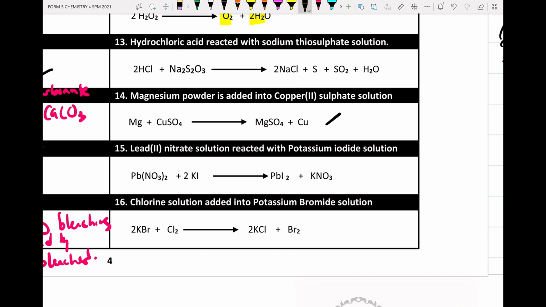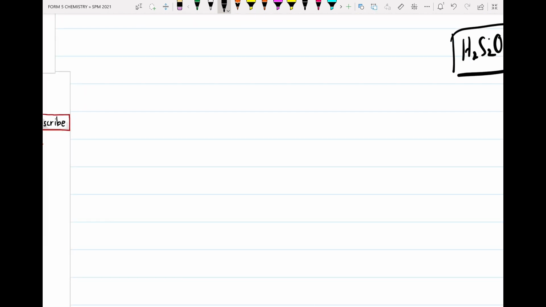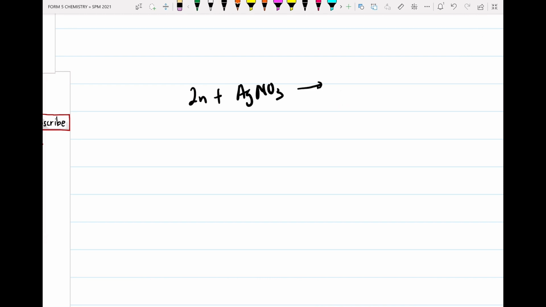Okay, next reaction, magnesium react with copper 2 sulfate. This is known as displacement reaction. When we take more electropositive metal and add it in salt solution that contains less electropositive metal, displacement reaction will occur. We check another example. If I take zinc react with silver nitrate solution, so what product we will get? We take out the ion.